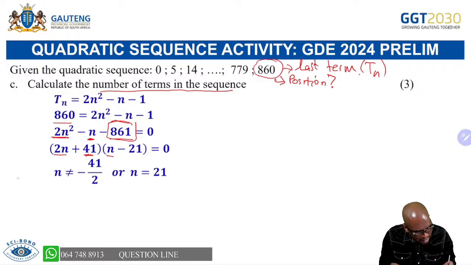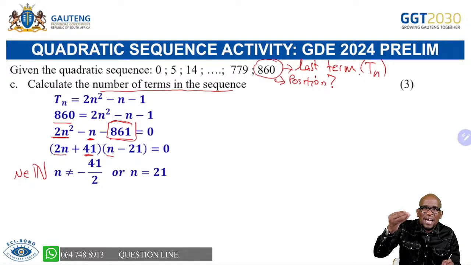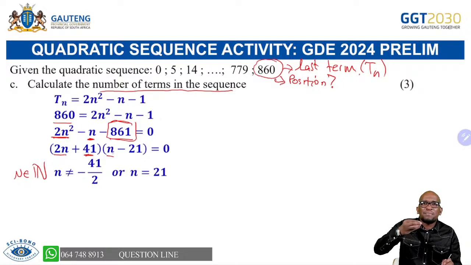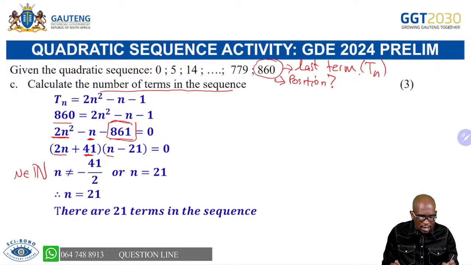But remember, we said n should be an element of what? It should be an element of natural numbers. So we reject this one because it's a fraction. Remember, n represents the number of terms, or the position of that particular term, so it cannot be a negative number. So from there, we conclude that n is equal to 21, which means that there are 21 terms in this particular sequence. So that's how you were supposed to work out that question.